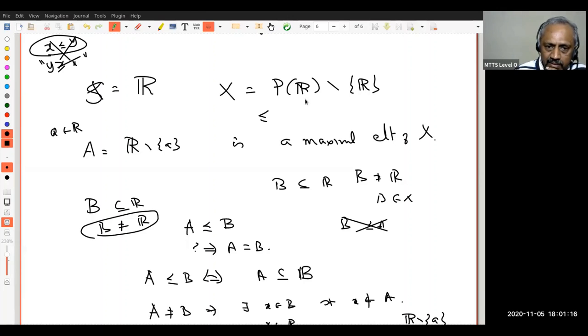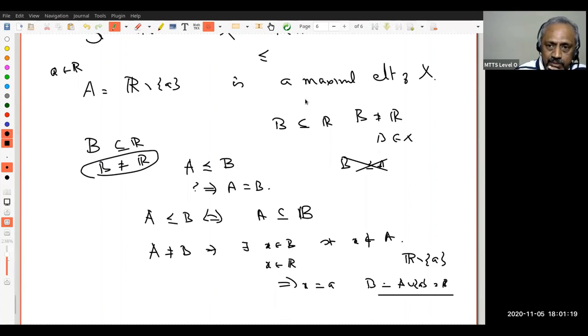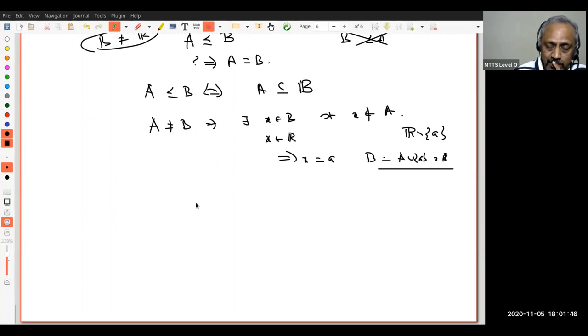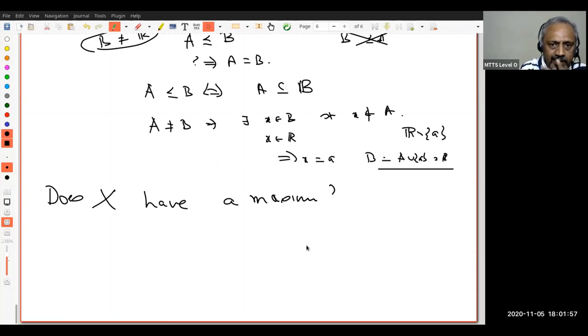You follow that? And how many maximal elements have we produced? If I take any real number a, and look at the complement of the singleton, take R, miss one point, then all these subsets are maximal elements. So how many maximal elements have we found in X? Uncountably many, as many elements as in R. Therefore, there exist infinitely many maximal elements. But can it have a maximum? I claim it cannot.